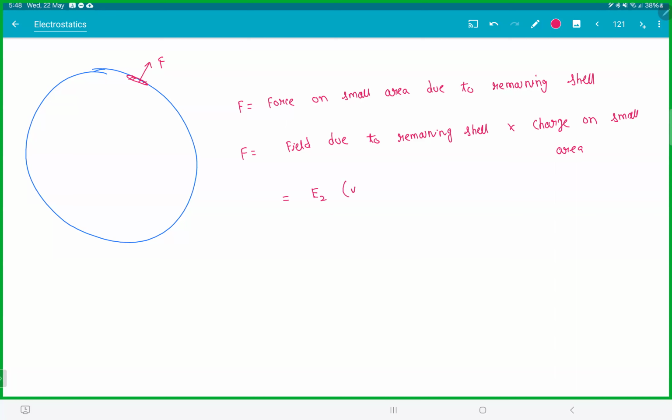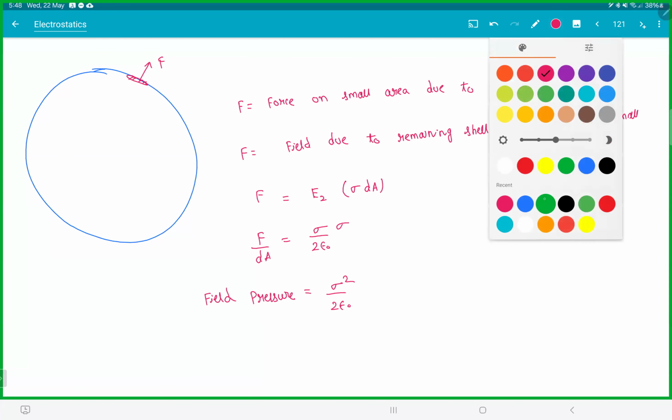The charge on that small area is sigma into dA. And if you divide force by dA, that actually becomes the pressure. And E2 is sigma by 2 epsilon, into sigma. Sigma square by 2 epsilon. This quantity is called field pressure. Quite a useful result, right?